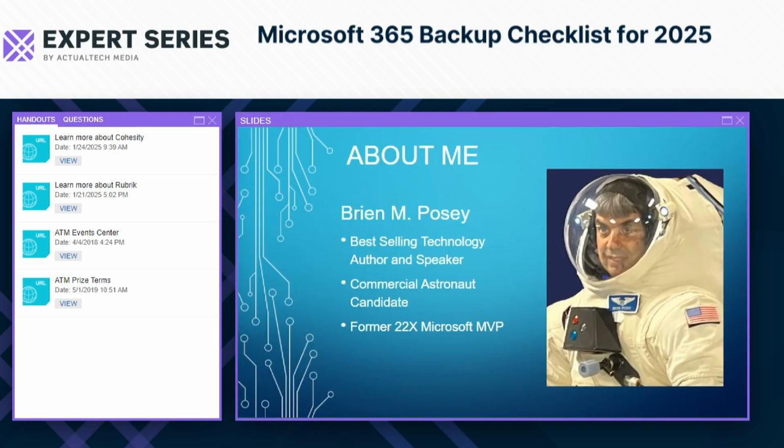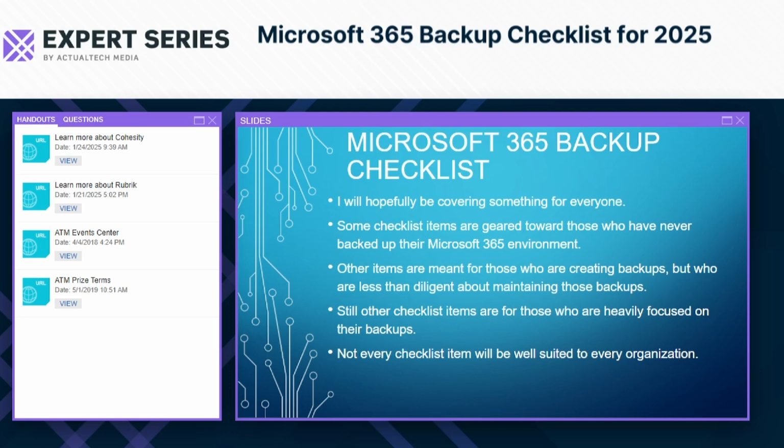So before I get into the presentation, just a couple of quick words about me. As Keith mentioned, I'm Brien Posey. I'm a longtime freelance technology author and speaker. I'm also a commercial astronaut candidate. I've been actively training for a commercial space mission for the last 10 years, and I'm a former 22-time Microsoft MVP. So let's go ahead and get into things.